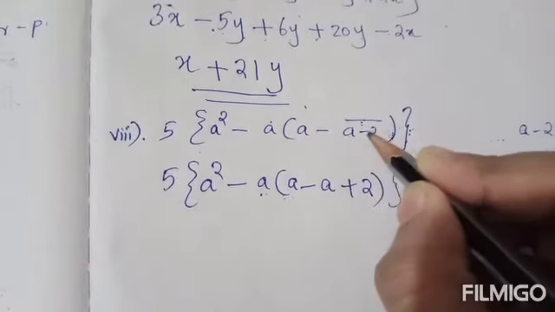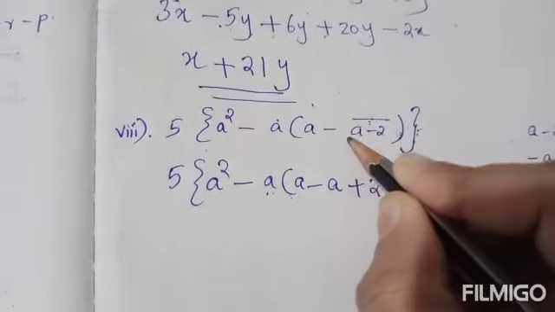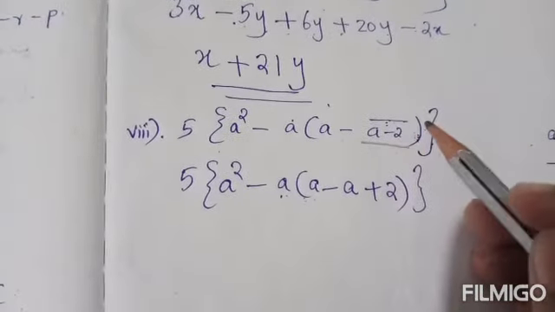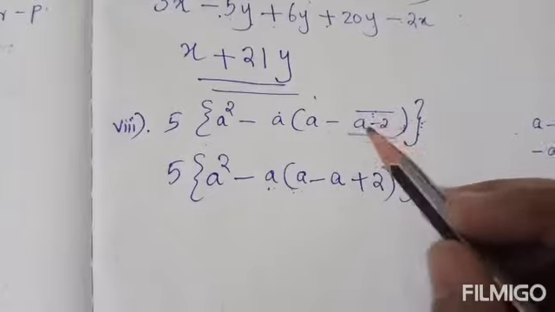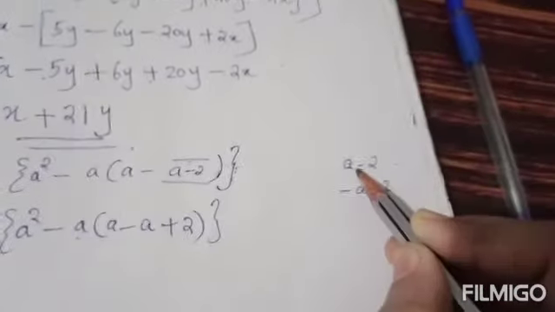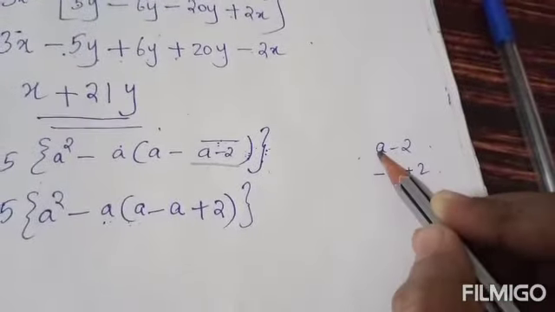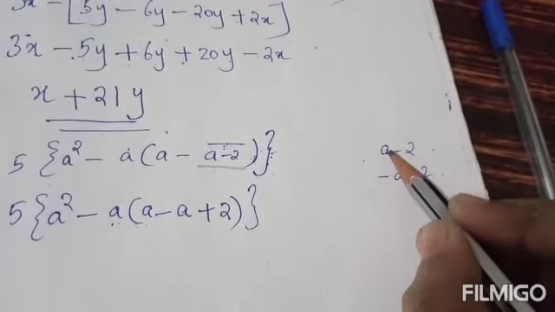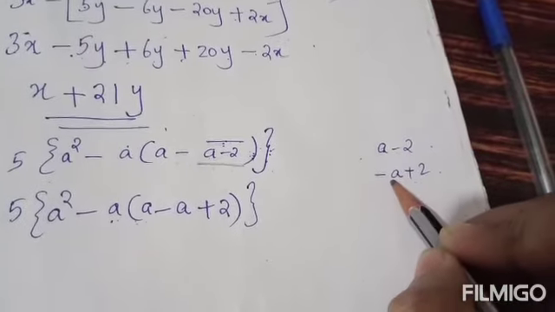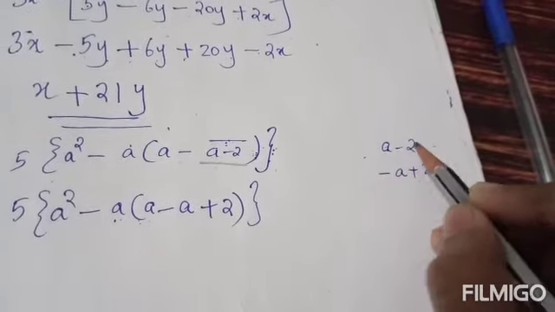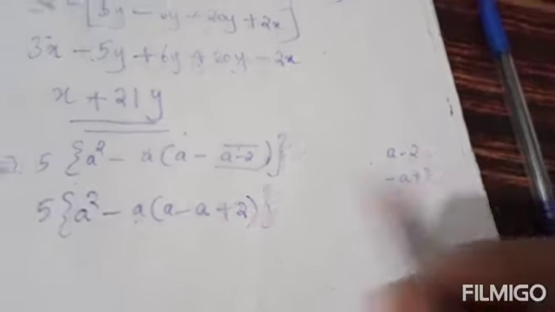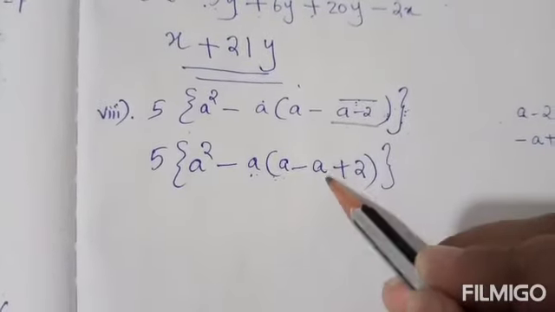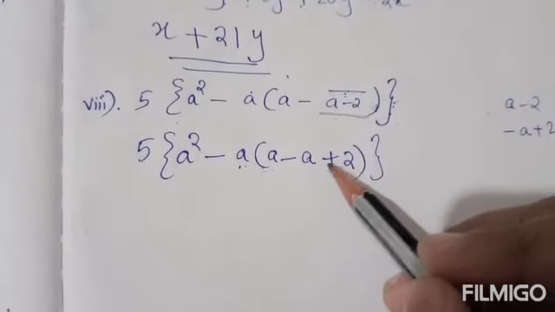Before the bar bracket, a minus sign is coming. So you need to change the sign of terms inside the bar bracket. So a minus 2 is coming here. A means positive a and minus 2 is coming. So a will change to minus a. Minus 2 will change to plus 2. So that you can write here, a minus a plus 2.